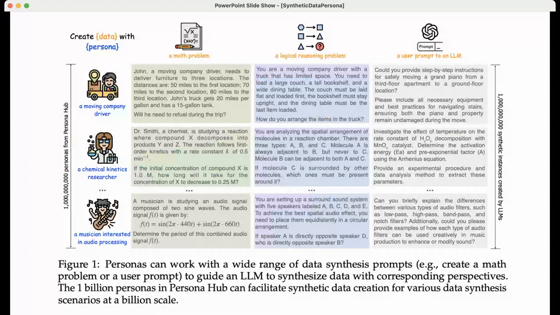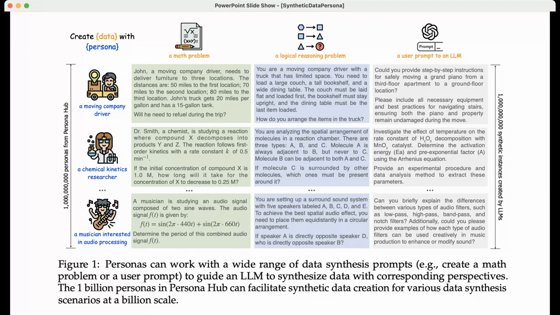So these are some examples where you first create these different personas, like a moving company driver, a chemistry researcher, a musician. And for different professions, you can use the same prompt. For example, create a math problem, create a logical problem, or ask it, if you are this role, what prompt would you give to the LM to help your job? Based on the different roles, it will generate different questions, different problems, or instructing prompts for the LM.